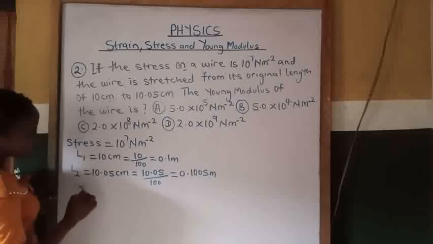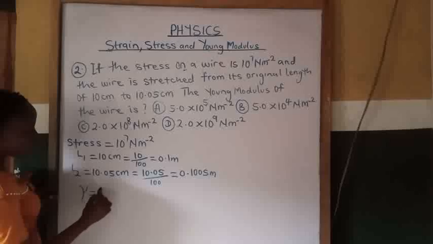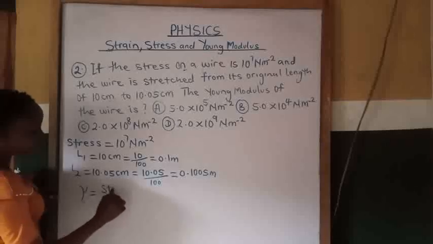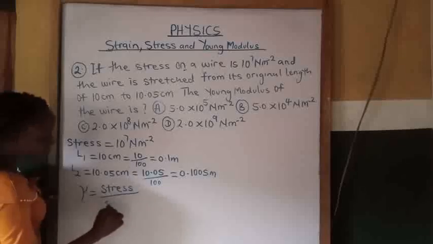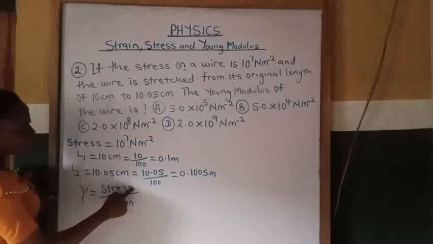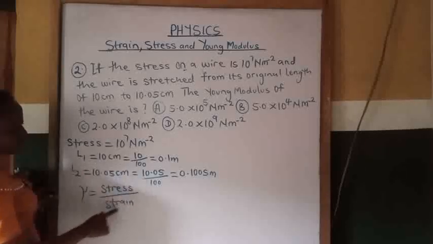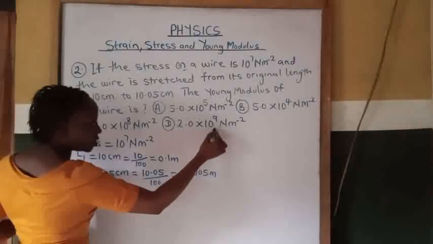Young modulus is denoted by Y, which is equal to the ratio of the stress to the strain. They've given us the value for the stress, so we are looking for the strain. There's nothing like strain in the parameters given, so we have to look for strain.